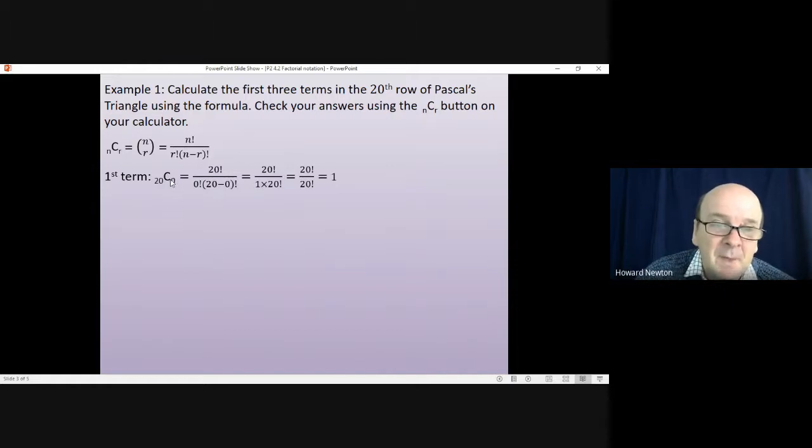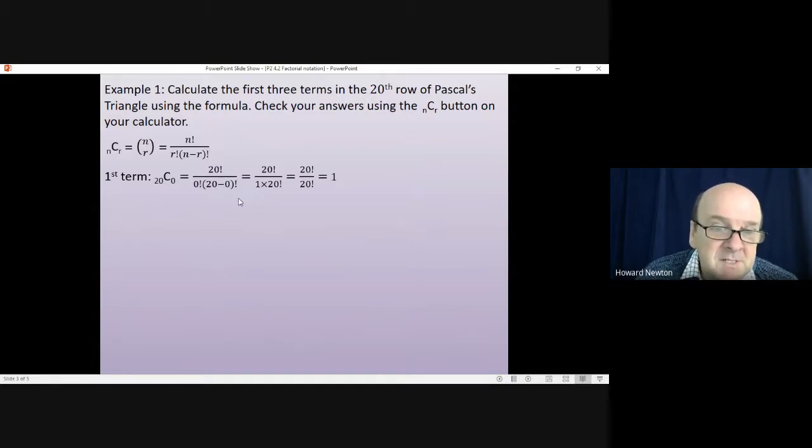Now it's worth remembering that the very first term, we don't have 1. The very first term, we have 0. So the first term would be 20 choose 0. Putting those numbers in, so n is 20, r is 0, that would give us 20 factorial over 0 factorial times (20 minus 0) factorial.